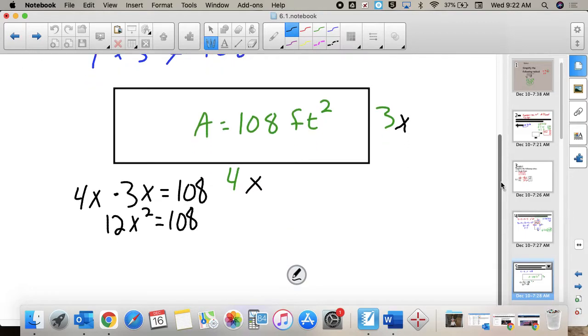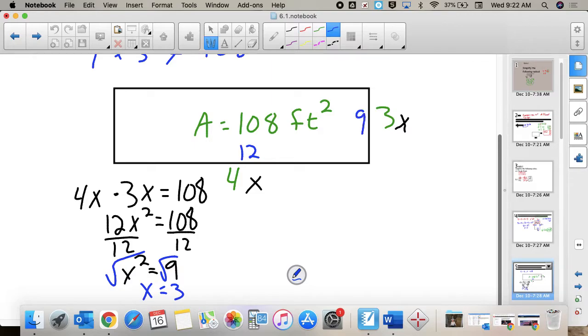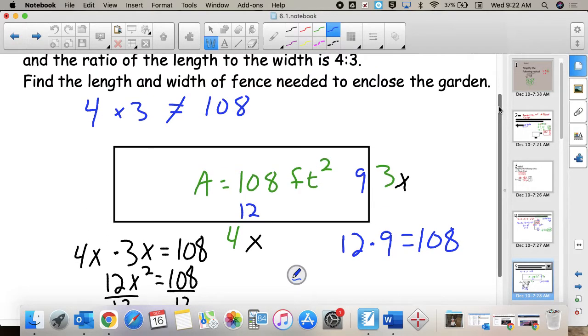To solve your equation, first thing we have to do is divide by 12. We have x squared equals 9. And then we take the square root of each side. That tells us that our multiplier is going to be 3. So 4 times 3 gives me 12 on the bottom. 3 times 3 gives me 9 on the right. 12 times 9 does equal 108. So what is the length and width of the fence? It is 12 feet and 9 feet.